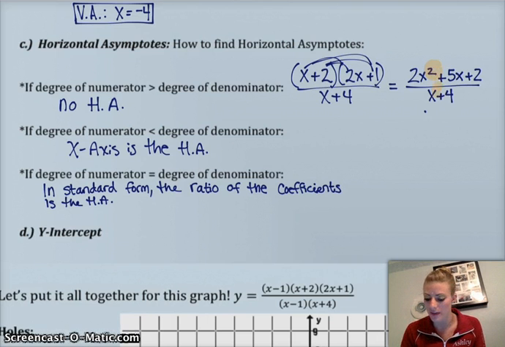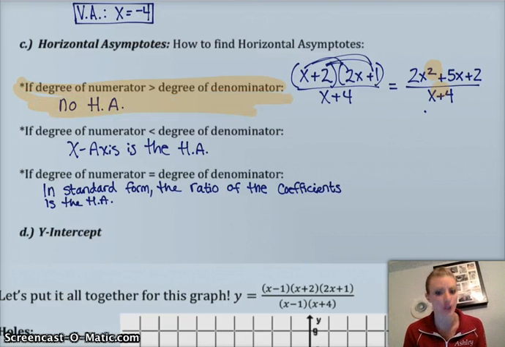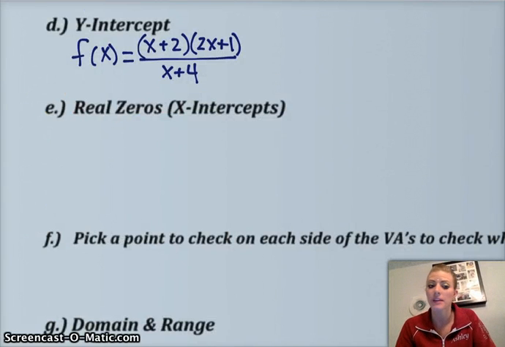The degree of the denominator is 1. Okay, so that means we are in the first scenario. The degree of the numerator is greater than the degree of the denominator, which means then we have no horizontal asymptote. All right, next is the y-intercept.